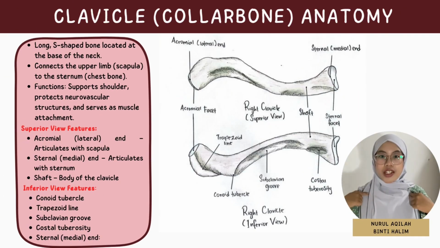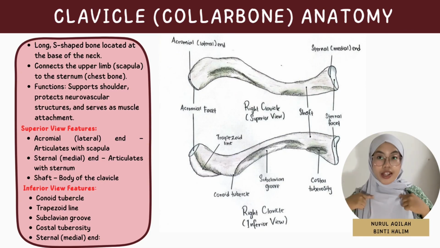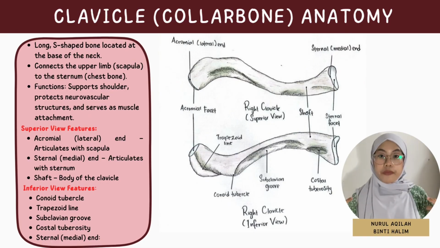Next is the clavicle or collarbone. This long S-shaped bone is located at the base of the neck. It connects the upper limb to the axial skeleton by joining the scapula and the sternum. The clavicle supports the shoulder, protects neurovascular structures, and serves as a muscle attachment site. From the superior view, we identify the acromial end, which is lateral and articulates with the scapula, the sternal end, which is medial and connects to the sternum, and the shaft, the long middle part of the clavicle.